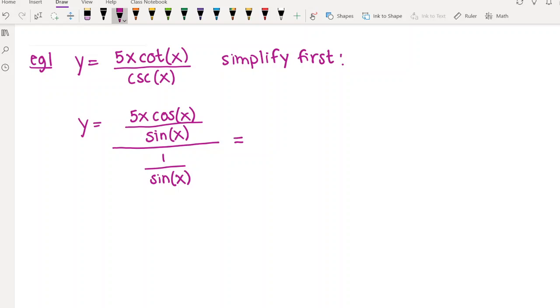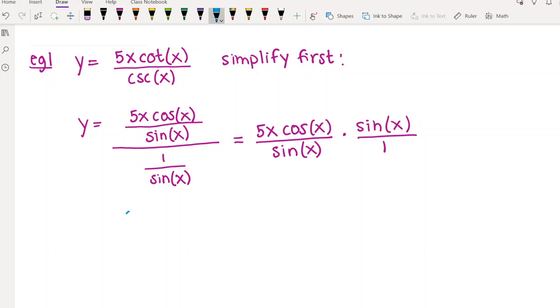So what's going on here? Well, there's two ways to do it. Either whenever you have a fraction divided by another fraction, instead of dividing, you can multiply by the reciprocal. So instead of dividing by 1 over sine of x, we can multiply by sine of x over 1. Alternatively, it's a nice thing to just recognize in general: if you have something that looks like a over b over c over b, that's always going to simplify to a over c. If they have the same denominator, they cancel each other out.